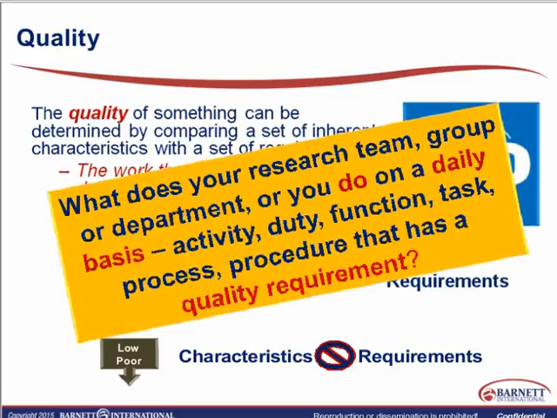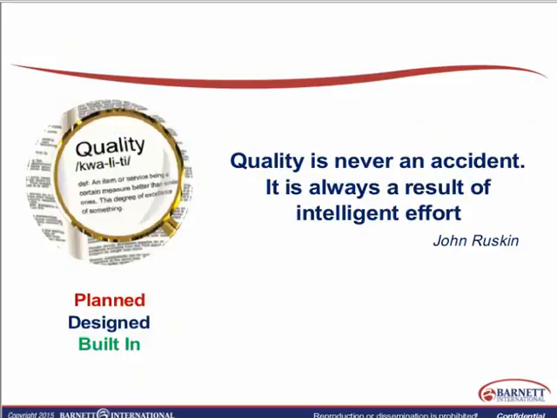So this is one of those moments of reflection just for you to think about your workspace and your environment and ask this question. What does your research team, group, or department, or what do you do on a daily basis, your activities, duties, functions, tasks, processes, procedures, that has a quality requirement? So when you ask yourself that question, you will most likely find that there are quality requirements in nearly every aspect of our business. So quality is never an accident. It's always a result of an intelligent effort. That's a quote by John Ruskin.